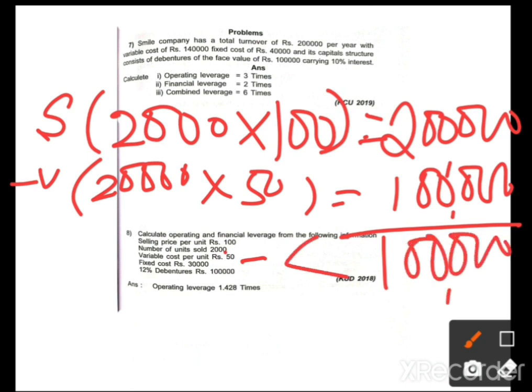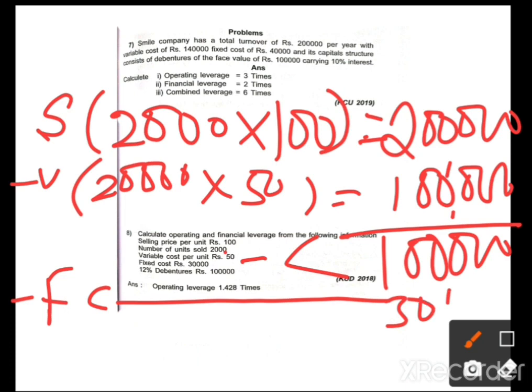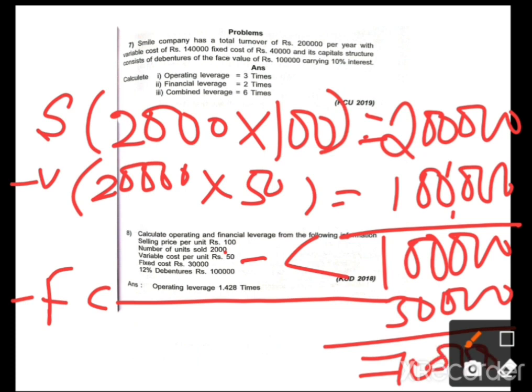Contribution. So from that contribution, less FC, fixed cost, which is directly given in the problem, 30,000. And the remaining 70,000 is EBIT. From that 70,000, next you know, less interest. Interest is 12% into 1 lakh, we get 12,000. 70,000 minus 12,000, the remaining we get is 58,000. 58,000 is the PBT.